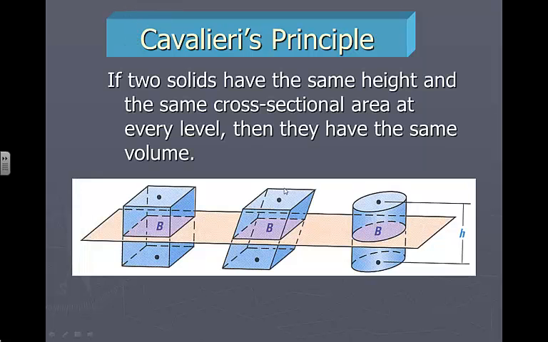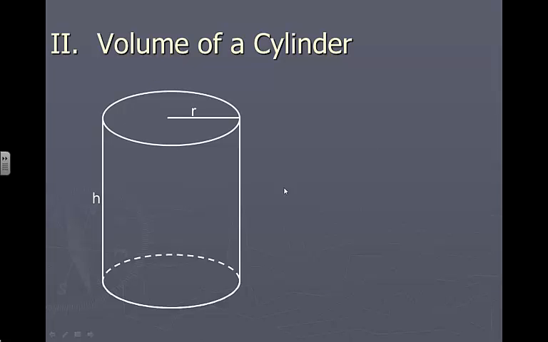So if I look at all of these solids, if all of their cross sections are the same area, and they're all the same height, then all of these have the same amount of volume. Okay? So let's look at the volume of a cylinder. Again, the volume equals base times the height. Volume's easy for the prism and cylinder, because they're the same thing.